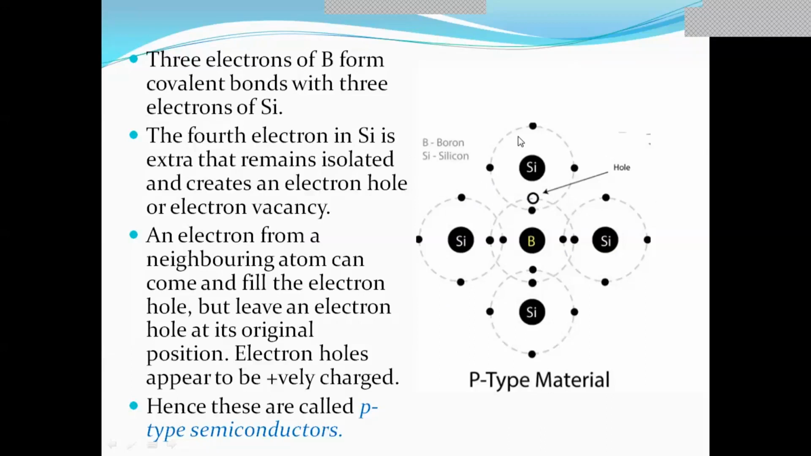Because of this movement of electrons, electric conductivity is enhanced, and that's why it is seen to be positively charged. It appears to be positively charged, but not actually. Therefore, these are called p-type semiconductors.